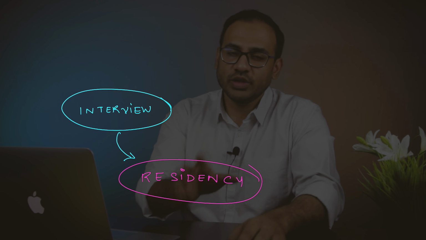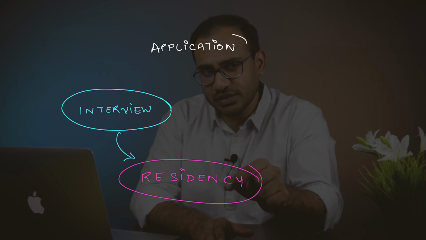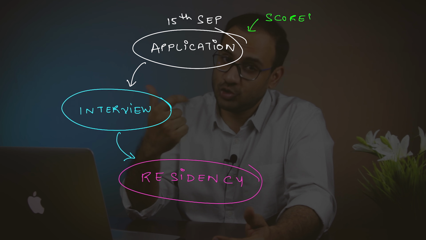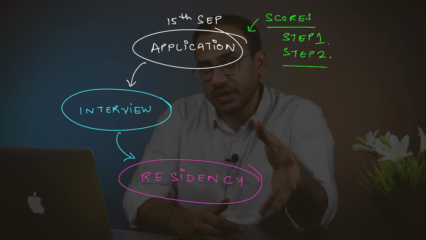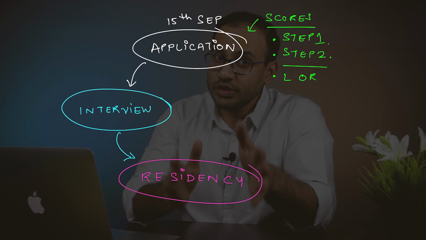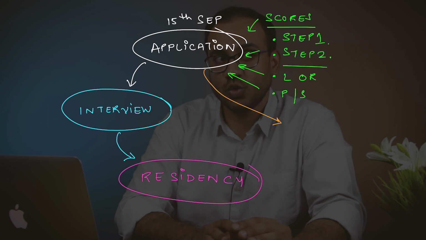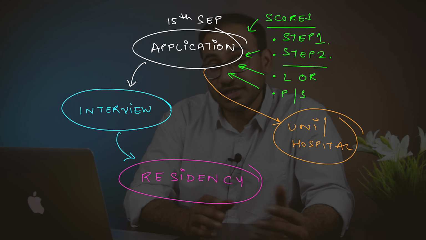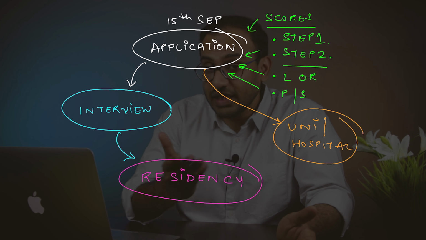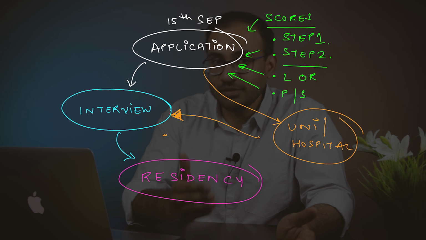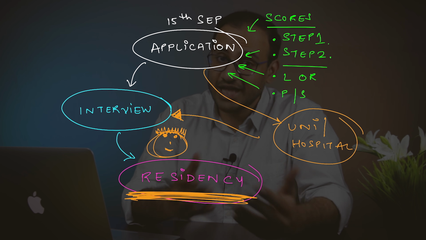Now, to get an interview, you need to submit an application, and this application is submitted on 15th of September every year. Now, the question is, what do you need for this application? You need USMLE Step 1 and 2 scores, and also a few letters of recommendation from people you have worked with. You also need a strong personal statement telling the committee why they need to select you and why you want that specialty. Now, once you submit this application, all the institutions and universities will go through the applications submitted by everyone and select the candidates they are interested in, and then call them for an interview. Now, if you impress them there, you will be given the spot. It's as simple as that.